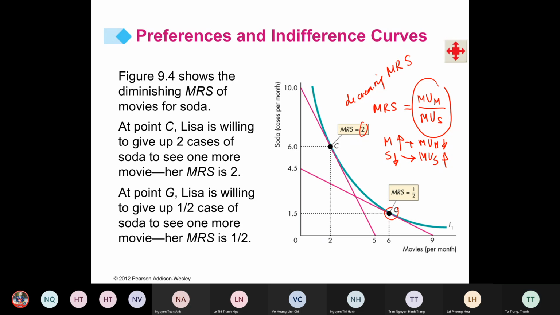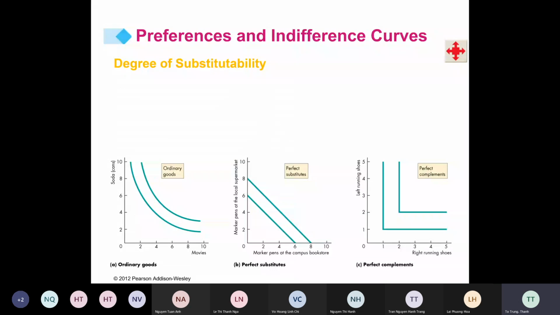Okay, now we look at special cases of the indifference curve. So this is the usual shape of the indifference curve, where the slope is decreasing, downward sloping and decreasing. But there are two special cases when sodas and movies have a special relationship. Now, the first special case is perfect substitutes.